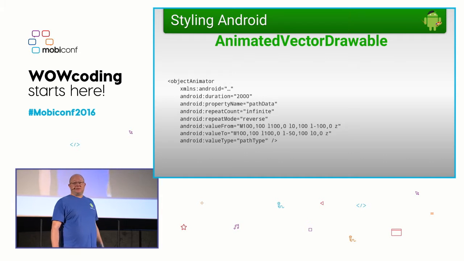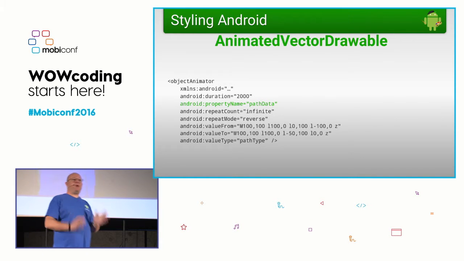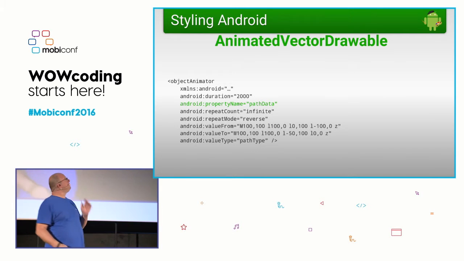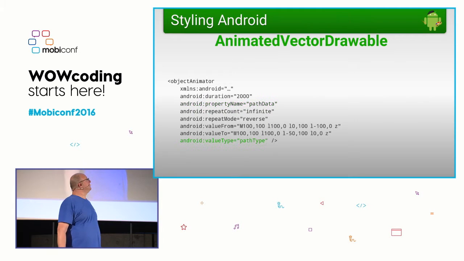Now this looks quite scary. We've got these two paths here. And it's not immediately obvious what this is going to do. But the important things are the property name is path data. So this is the path data element attribute within our path. We're going to change this over time with an animator. The value type is path type.